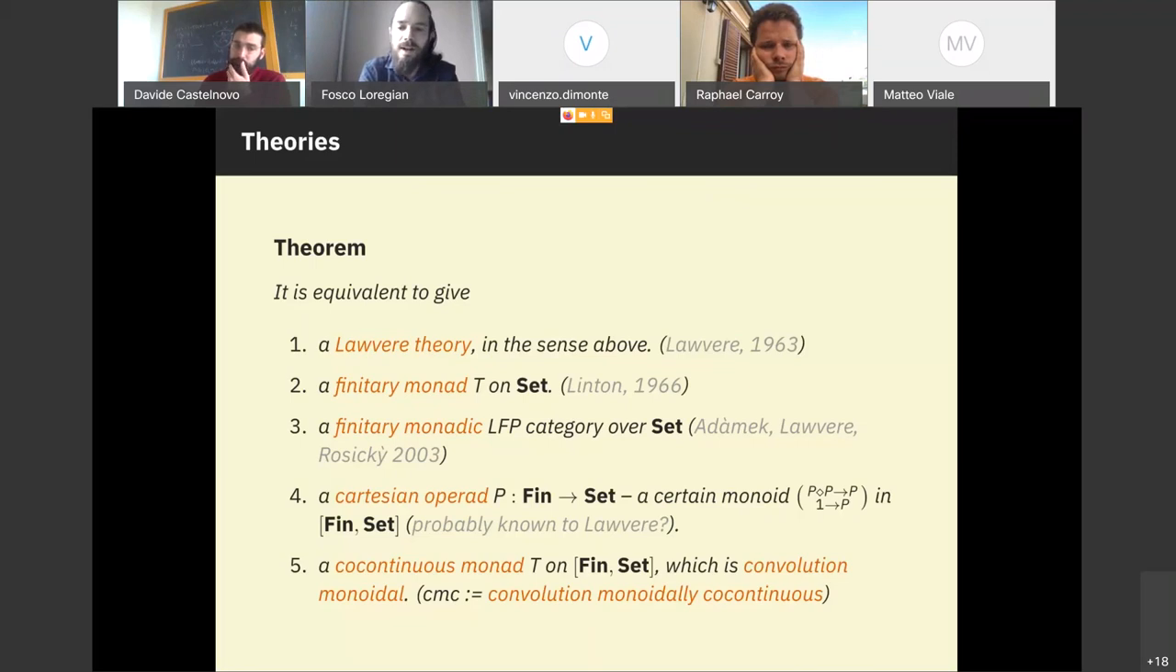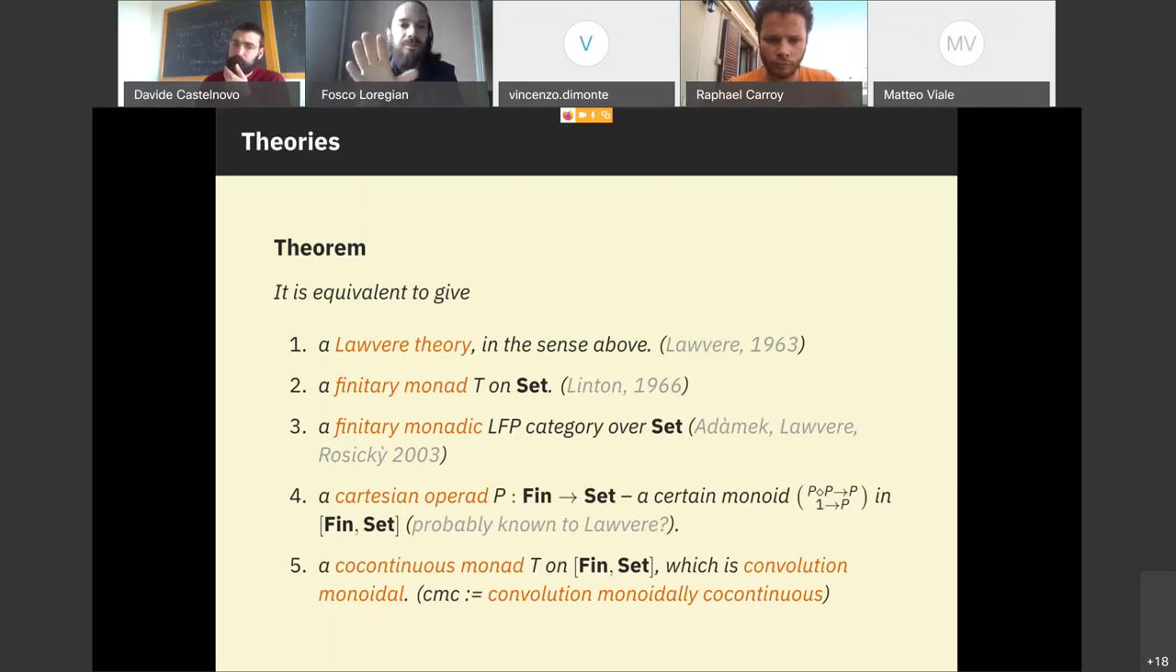So I want to show you, at least give you an idea of how these connections, these equivalences are proved. Of course, all these equivalences are equivalences of categories, because there is a category of Lawvere theories, there is a category of finitary monads, etc., etc.